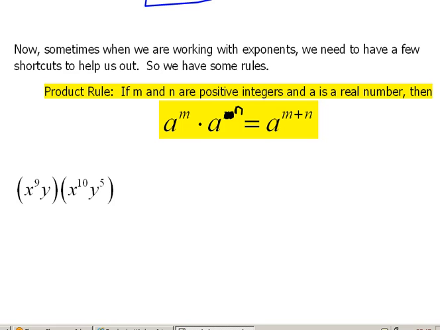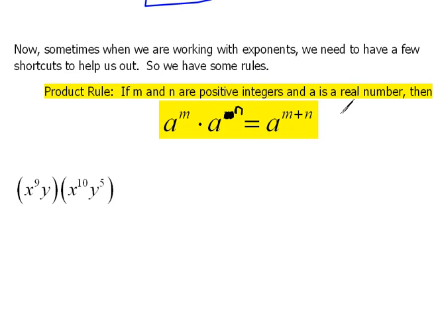The product rule says if m and n are positive integers and a is a real number, then a to the m times a to the n equals a to the m plus n. So according to this rule, if you are multiplying the bases that are the same thing, then all we have to do is add the exponents. So let's put this into some practical use and see how it really works.